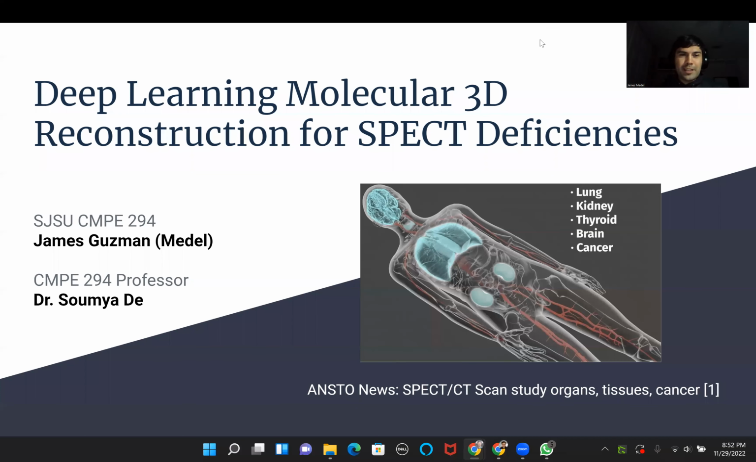Hi everyone, I'm going to be talking about deep learning molecular 3D reconstruction to combat SPECT deficiencies. So with SPECT imaging, with nuclear medicine, we can assess, analyze, and evaluate the organs, tissues, and bones within the human body, the physiology part. Some of these include lung, kidney, thyroid, brain, as well as investigating cancer.